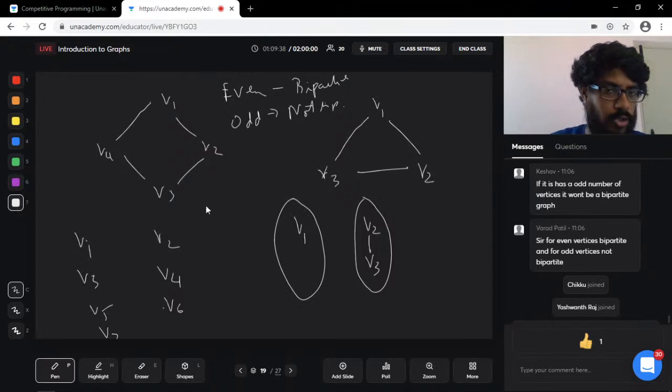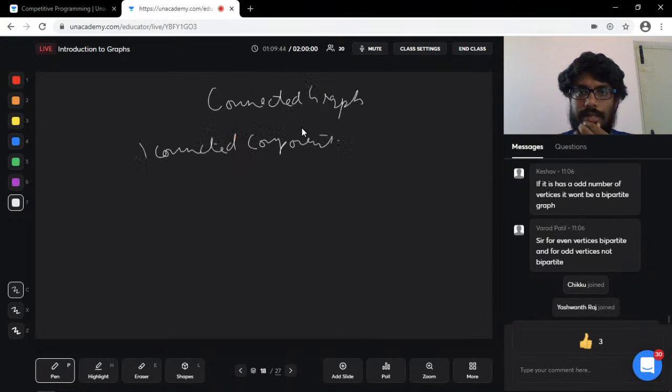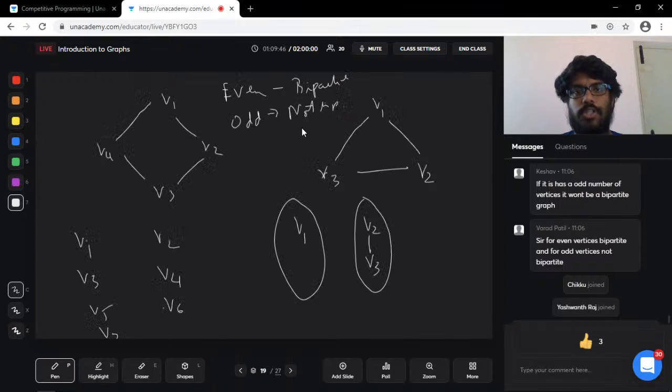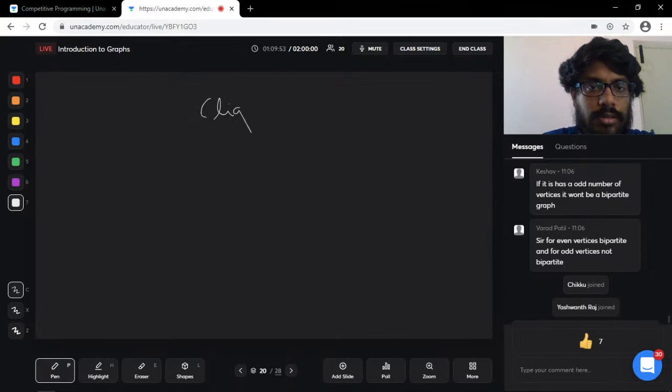Cool. So I hope that made sense to everyone. So we had a look at connected graph, subgraph. Okay. So let's look at another definition, which is called a clique. So what is a clique?